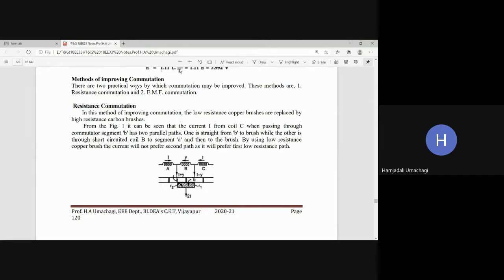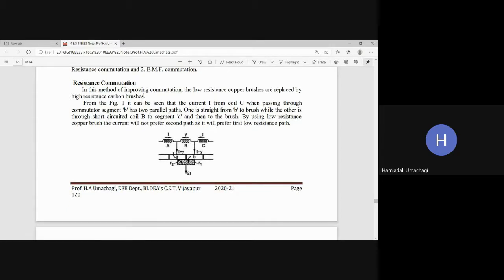There are two practical ways by which commutation may be improved. These methods are: first one, resistance commutation; second one, EMF commutation. So there are two methods to improve the commutation. Now let us see how to improve the commutation by the first method, that is resistance commutation.